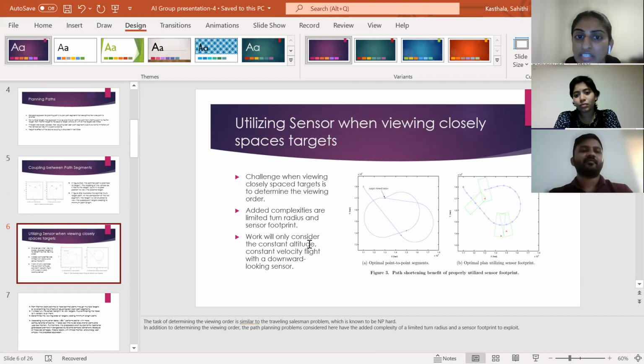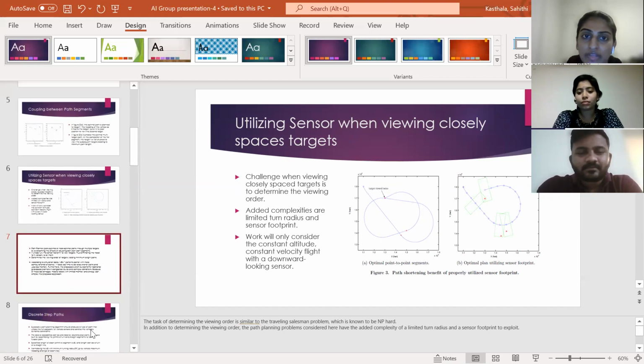One of the major challenges when viewing closely spaced targets is to determine the viewing order. Added complexities for closely spaced targets are the turn radius and sensor footprint. Considering these complexities, we are going to consider only constant altitude, constant velocity, and a downward looking sensor. In addition, the viewing order of the path planning problems is considered to have added complexities in finding the turn radius and the sensor footprint to exploit.